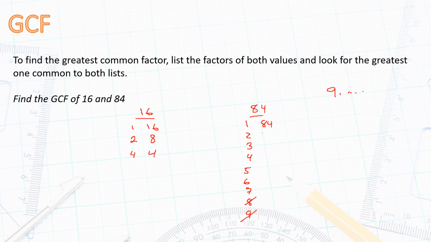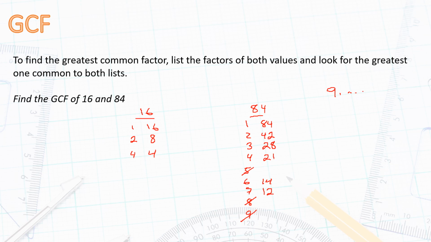So 2 times 42, 3 times, so let's see, 3 times 28 is going to be 84, yep. 4 times 21, 5 is not. 6 times 14, and then 7 times 12. Okay, so there's my factor pairs.